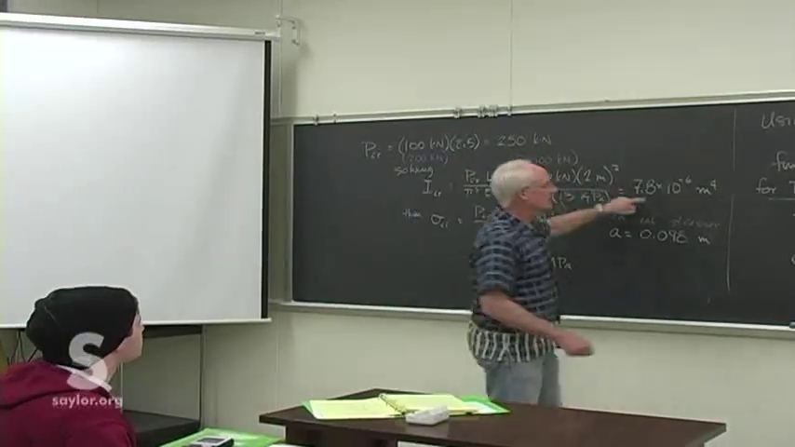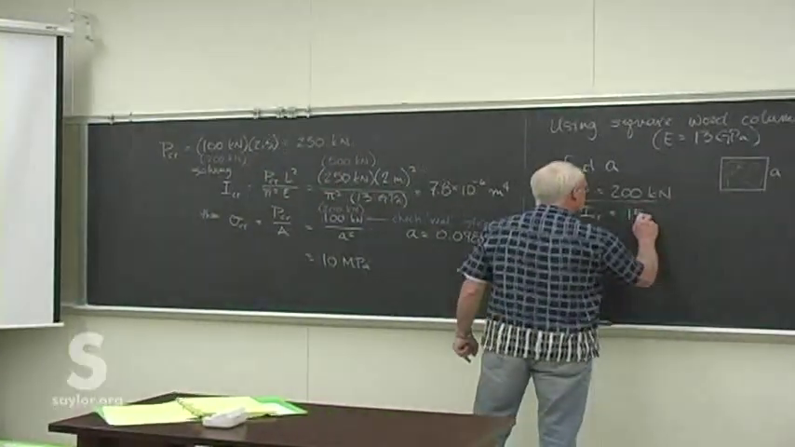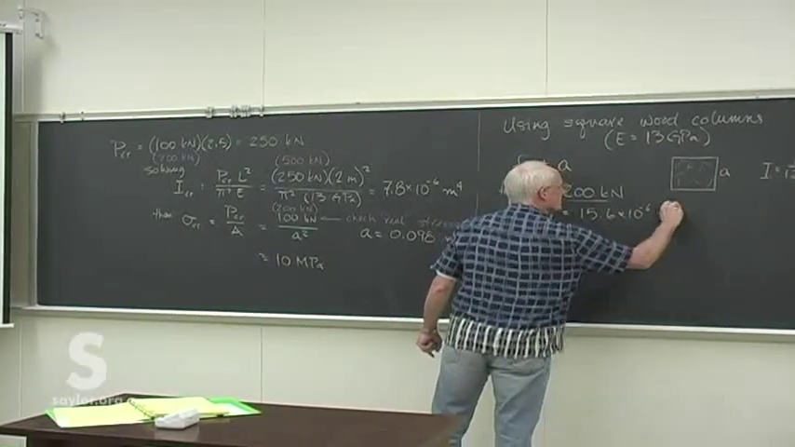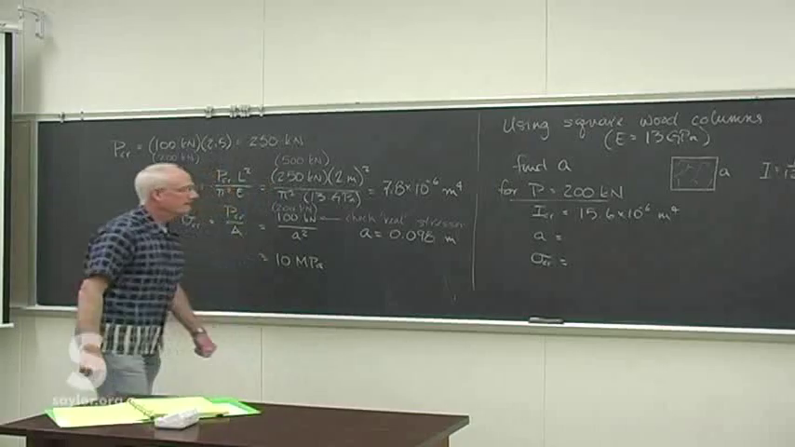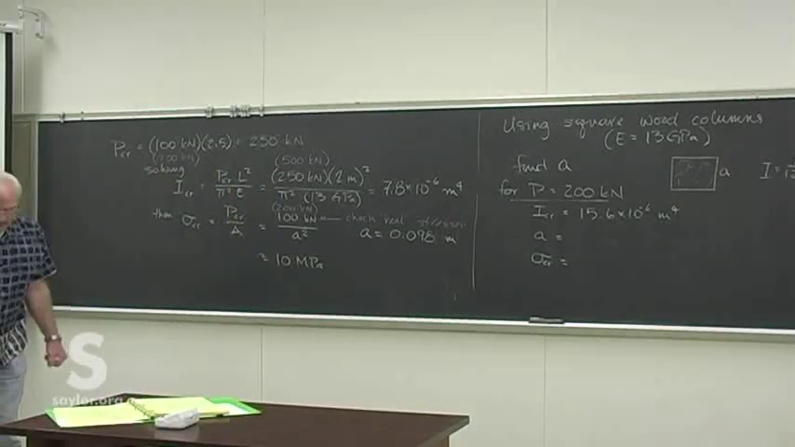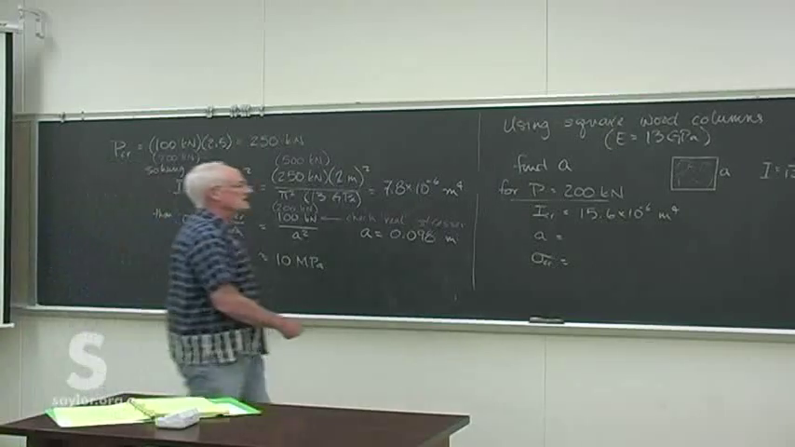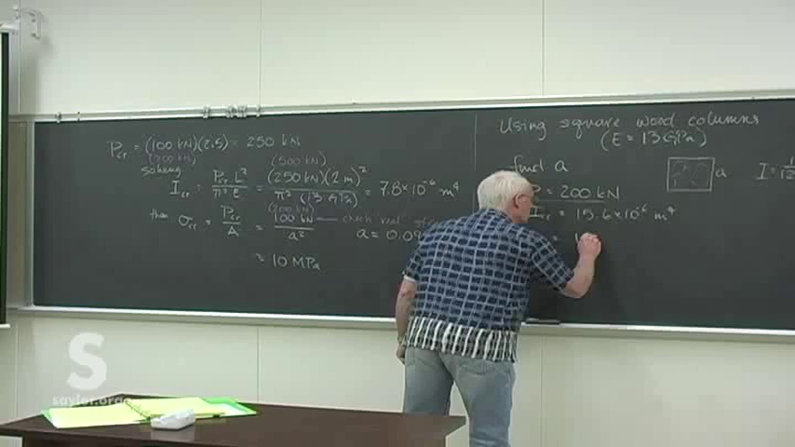Easy, that just doubles. So we're getting 15.6 times 10 to the minus 3 meters to the fourth. That should give a dimension on the side of, anybody happen to have it? Yeah. 0.117 meters. Yeah, 117 millimeters, something like that.